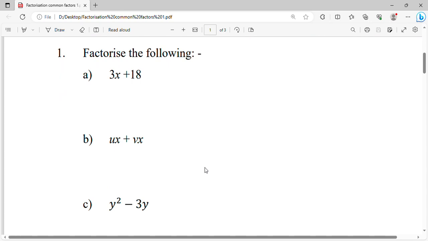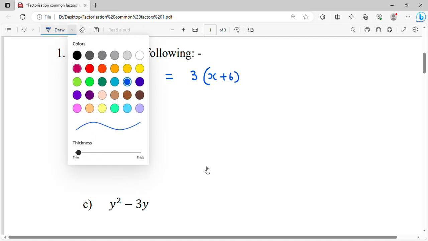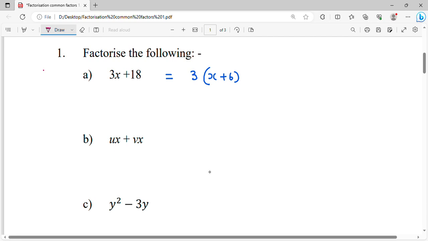Let's look at the first question. This question has a common factor 3. 3 is the HCF of 3 and 18. So I can just take out 3 bracket x plus 6. If you want to verify this, we would just multiply this out or distribute. 3 times x is 3x and 3 times 6 is 18. So when I expand, you get back this function. Now, this is in the factorized form, whereas this is the expansion form.